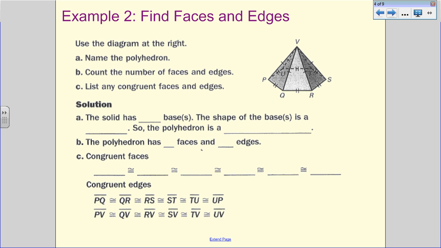All right, so now what we want to do is find the faces and the edges. We want to name the polyhedron at the right, count the number of faces and edges, and then list any congruent faces and edges. So the solid has one base. Everything comes to this point, so I know that there's only one base. And the shape of the base, if we look at it, has 1, 2, 3, 4, 5, 6 sides. I'm going to erase those green marks because they've already put congruency marks there. But it has 6 sides, so it's a hexagon.